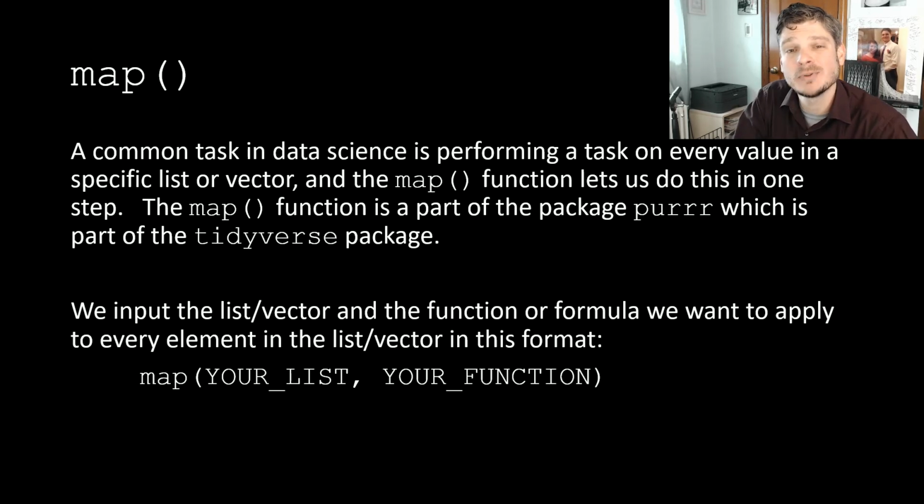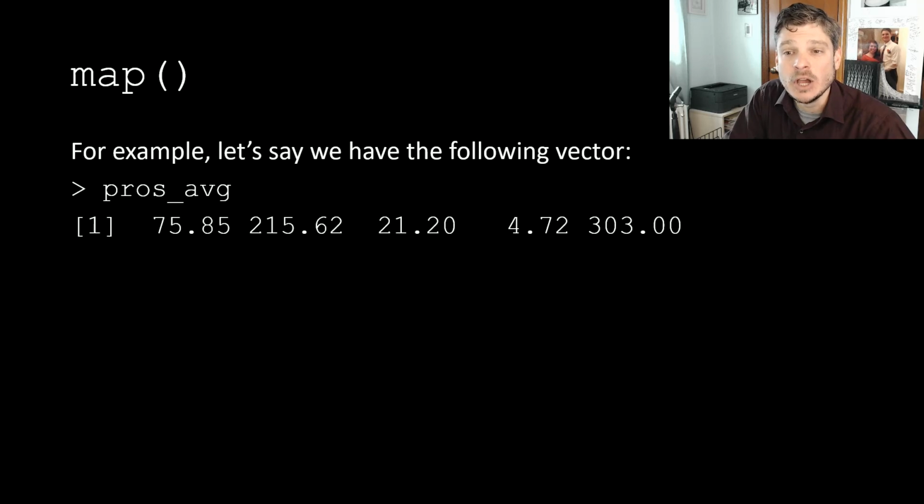The way we typically use the map function is we have the map function, and then our first argument inside the map function is the list or the vector that we wish to perform that operation on. And then our second argument is the function we're going to use, so the function or formula that we apply to every element in that list or in that vector. So let's take an example here.